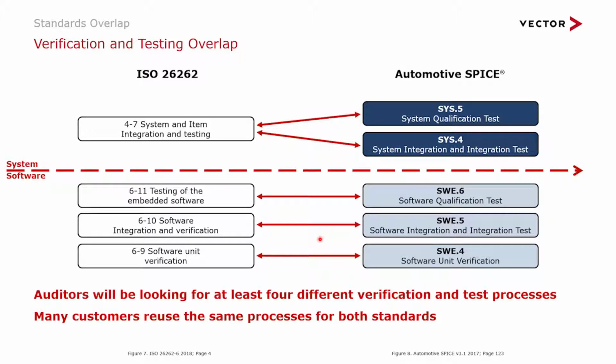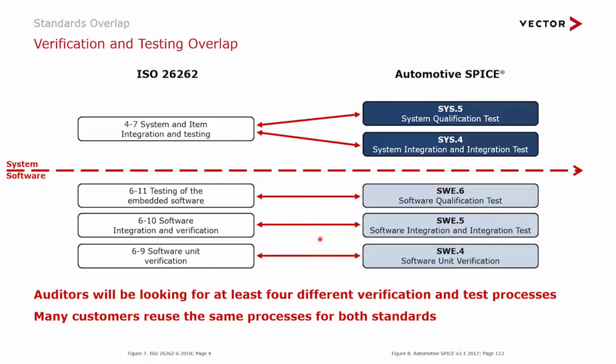And then we flip from there into more of our system level processes. And there's 2 on the SPICE side, but together you're basically doing the same kinds of tests as you would on the ISO side in Part 4, Section 7, and it's called the system and item integration and testing. So you're still doing this integration and integration testing and some qualification, but it's done at a system level there.